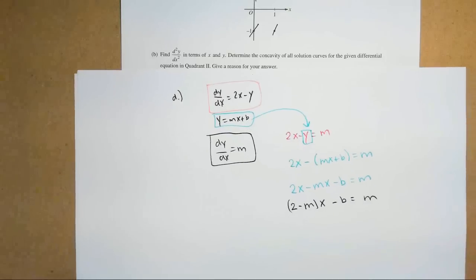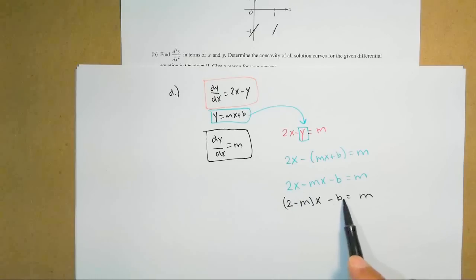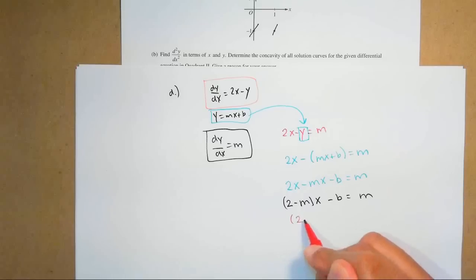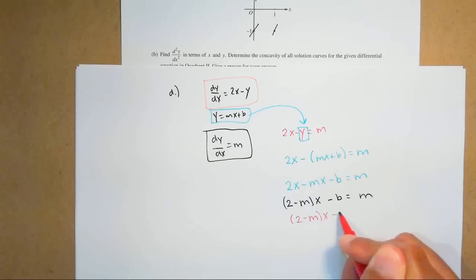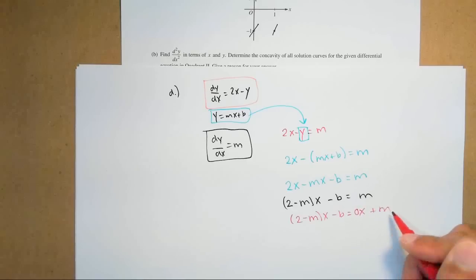So let's think about it. Remember, they're looking for an m and a b for the y equals mx plus b. This actually is y equals mx plus b if you look at it. Y equals something, the slope in front of x, plus b. So I'm going to go, well, let's make the right side kind of mirror that. And I'm going to do that by doing this. (2 minus m)x minus b is equal to, well, think about it. Do I have an x on this side? No, so let's make this 0x, and then let's just make this plus m.